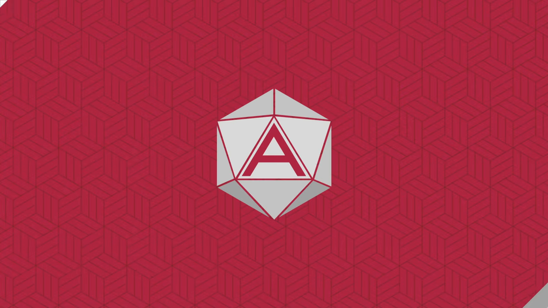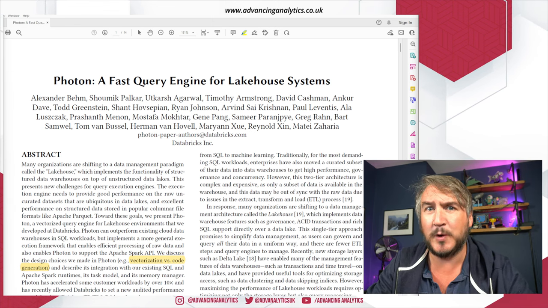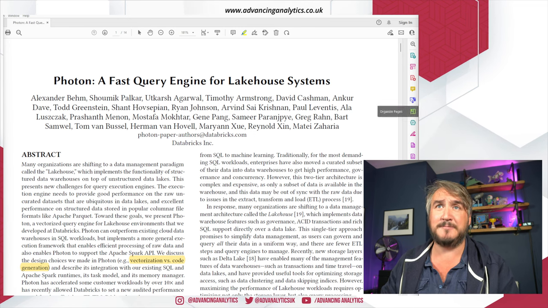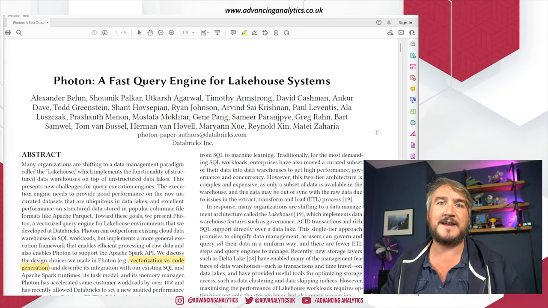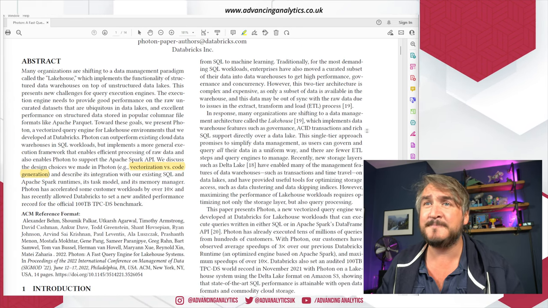So, Photon: a fast query engine for Lakehouse systems. What we have, and there's a few bits in here. Obviously, you can see it's written by a million people, all of the Databricks-y folks getting involved. And yeah, that's why it's so nerdy as it is.